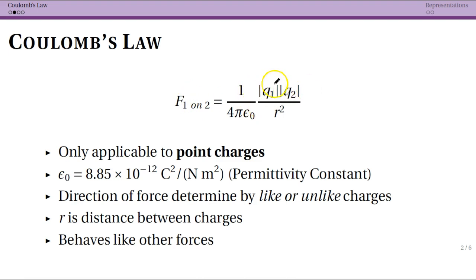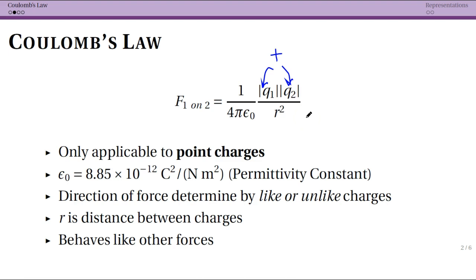Note that there are absolute value signs around each of the charges. Why? That means both of these need to be positive values. If we're calculating the magnitude of the force, it cannot be negative. So even if you have a negative charge on your object, don't keep that minus sign when you go to calculate this. So this is an equation, you plug some numbers in, we'll talk a little bit more about that.